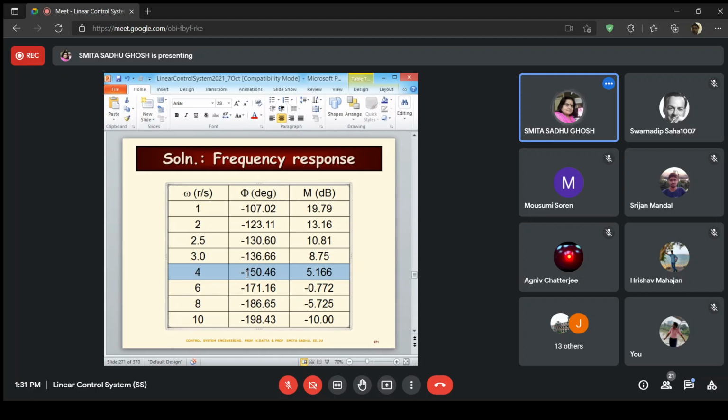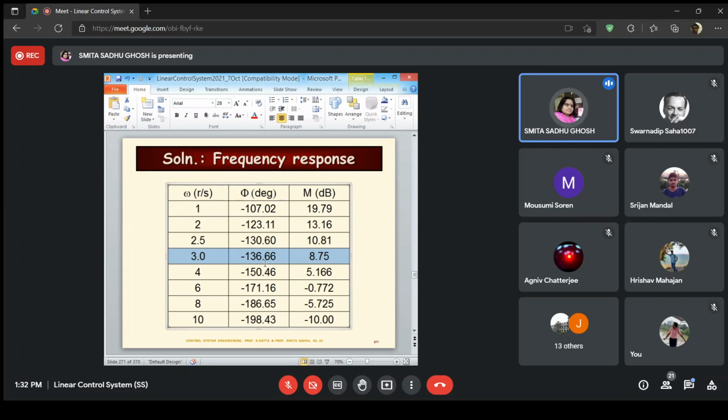So similarly, now if I look at 3 radians per second, here the phase value is already minus 136 degrees, which actually is, again, if I take the difference with minus 180 degree, it is equal to 44 degrees, lesser than 44, in fact, 43 point something.